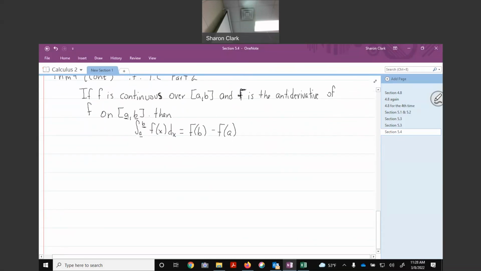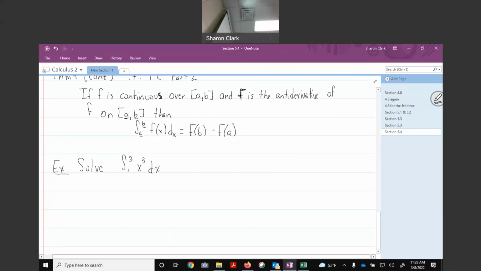So this gives us a way to evaluate a definite integral without having to calculate the limits of the sum. I just said that. So let's look at an example. We want to solve the integral from 1 to 3 of x cubed dx.